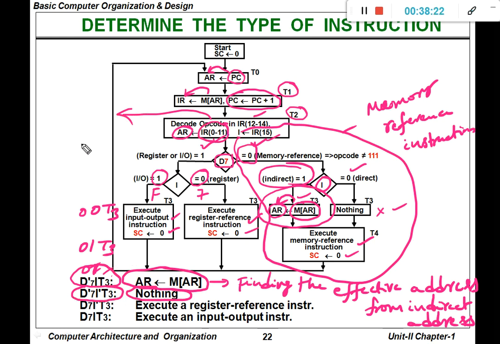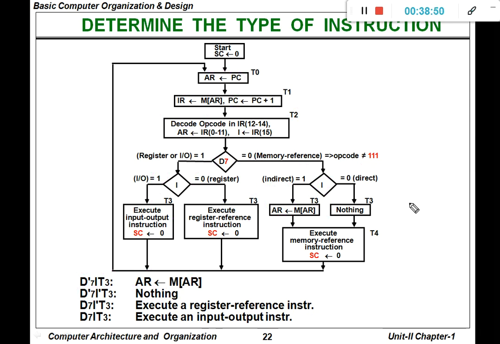If this is the case, that is D7 1, I dash 0, then execute a register reference instruction, this operation. Similarly, if D7 1, I 1 at time T3, then execute the input output instruction. So like this we are going to decode the instruction. So this is the decoding flow chart. So how we are going to perform the decoding operation.